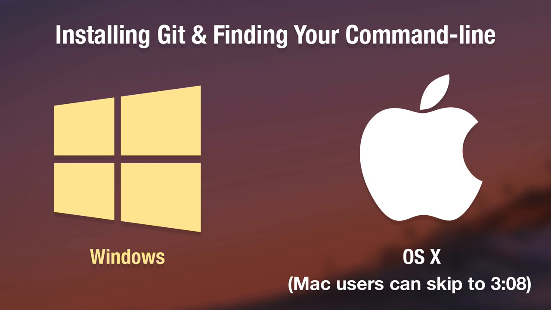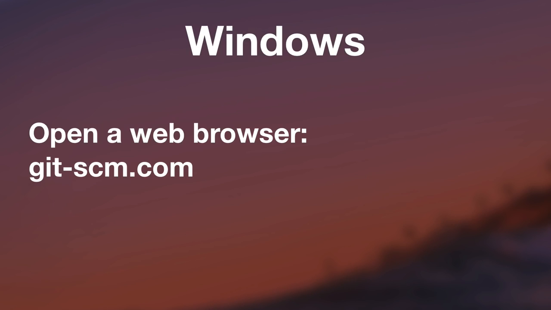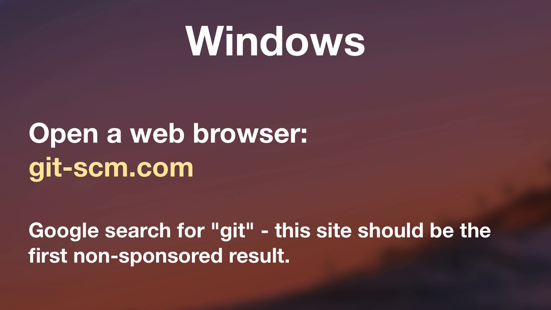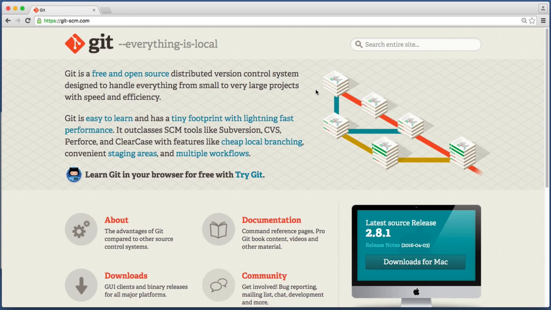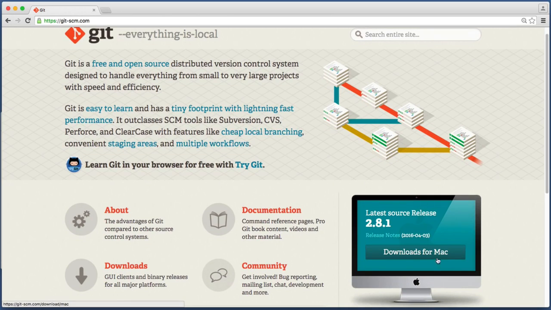So if you are running Windows, open up a web browser and head over to git-scm.com. If you perform a Google search for simply Git, this should be the first result. Here is what the website looks like, and what you want to do is come down to this teal colored computer and there will be a download button. Now I'm on a Mac, so it says downloads for Mac, but on your computer it should say download for Windows or something similar to that.